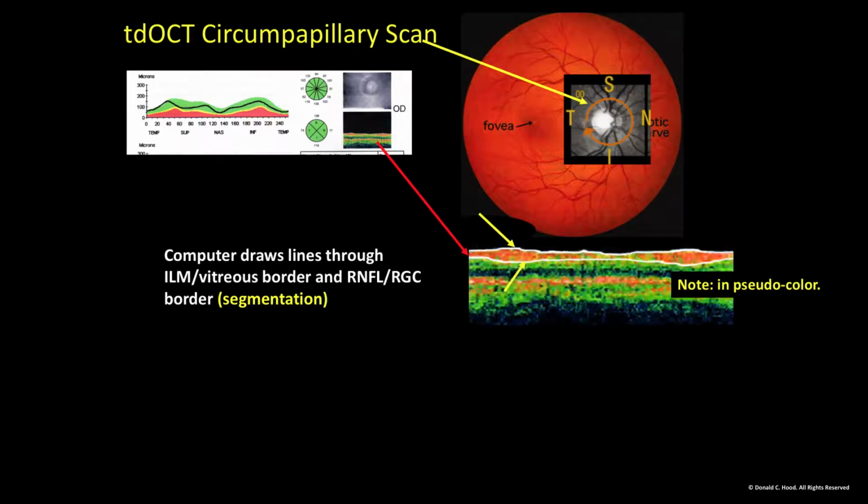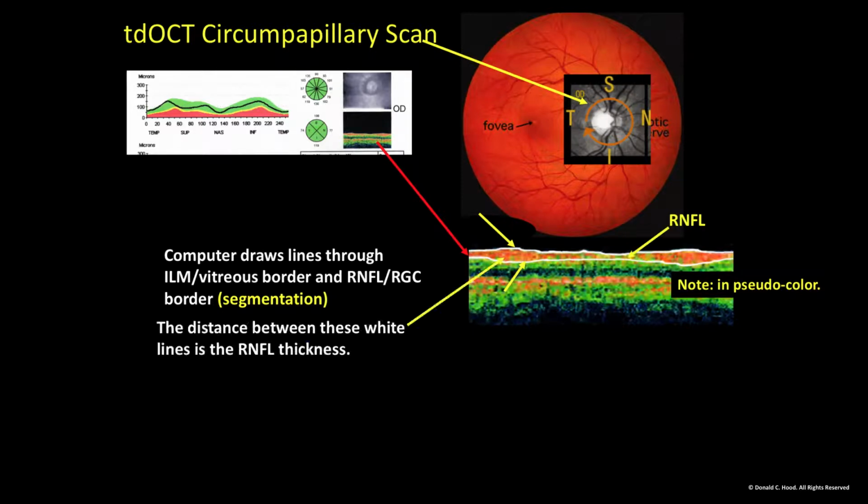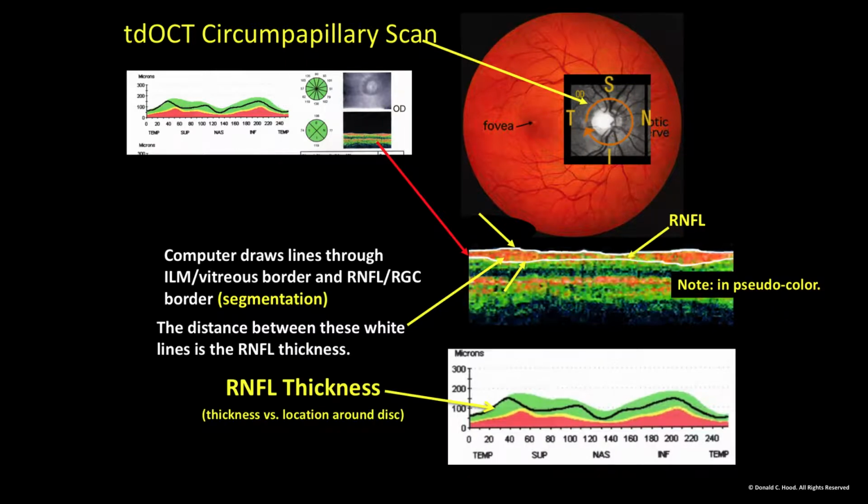So the distance between these two white lines is the thickness of the retinal nerve fiber layer, right? That's a retinal nerve fiber layer. The distance is the thickness, and that's what's plotted here in this black line. So this black line on this plot is the thickness of the retinal nerve fiber layer derived from that image. This is sometimes called the retinal nerve fiber layer profile. It's sometimes called a TSNIT curve, because the scan went from temporal, that's the T, to superior S, to nasal N, to inferior I, back to temporal T, TSNIT.